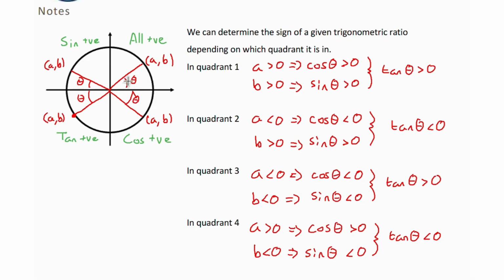So now we know if we're in quadrant 1, whatever the angle is, sine, cos, and tan are all going to be positive. If our angle is in quadrant 2, sine will be positive, but cosine and tan will be negative. In quadrant 3, tan will be positive, but sine and cosine will be negative. And in quadrant 4, cosine will be positive, but sine and tangent will be negative.